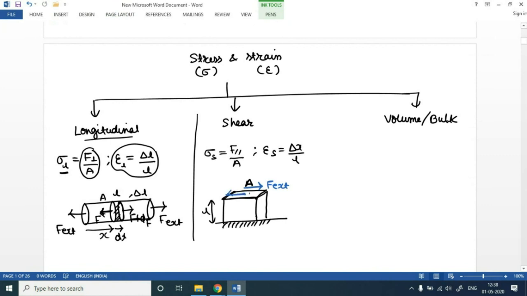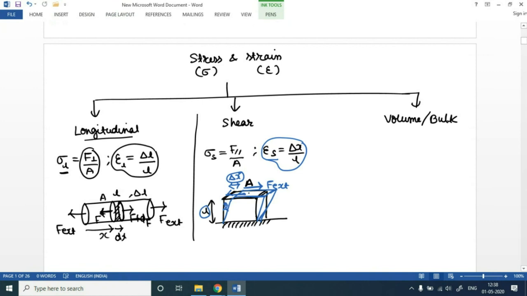it will cause deformation in this body, and the shape of this body will become something like this. So let's say it has moved by some delta X, or you can also say this angle is theta, so it is having this much strain, that is shear strain, and that would be defined by delta X by L over here.